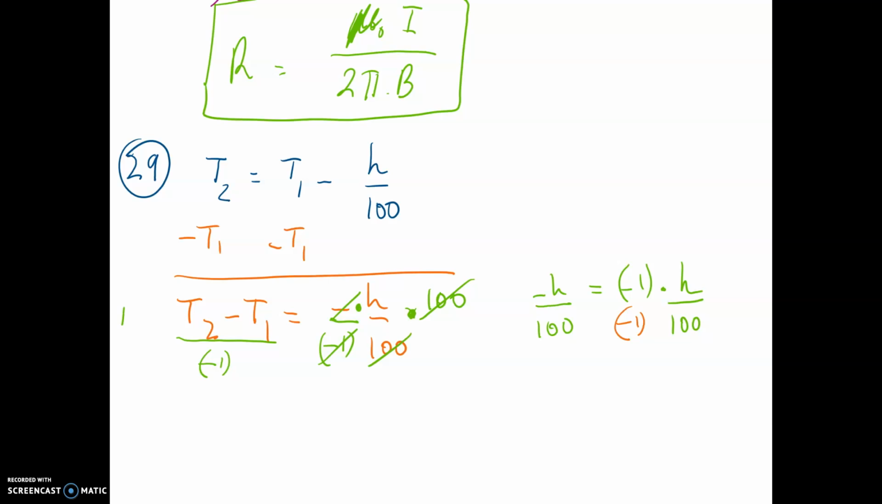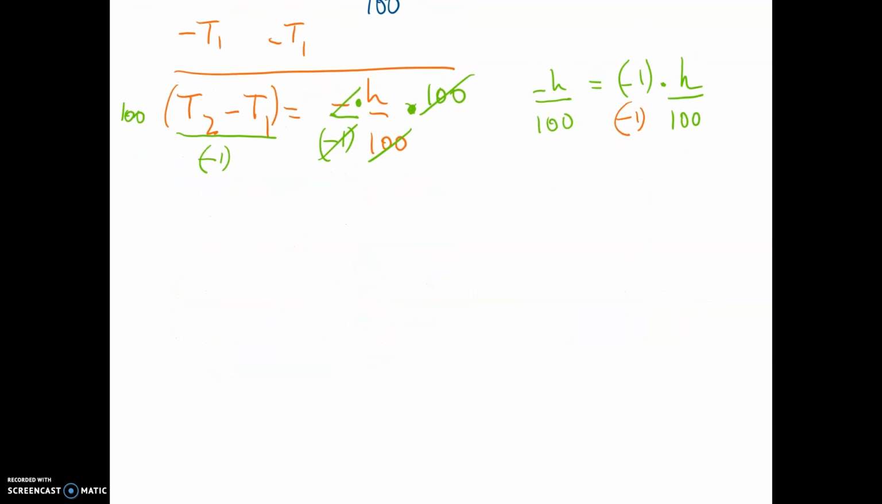But that means I need to multiply by 100. Be careful. If you multiply the left side, that means you multiply everything. Therefore, you must use a parenthesis. Now, you have a negative on the bottom. Remember that when you have A over negative B, it's the same thing as negative A over B. Therefore, I can say it's going to be negative 100 times (T2 minus T1) equals H.